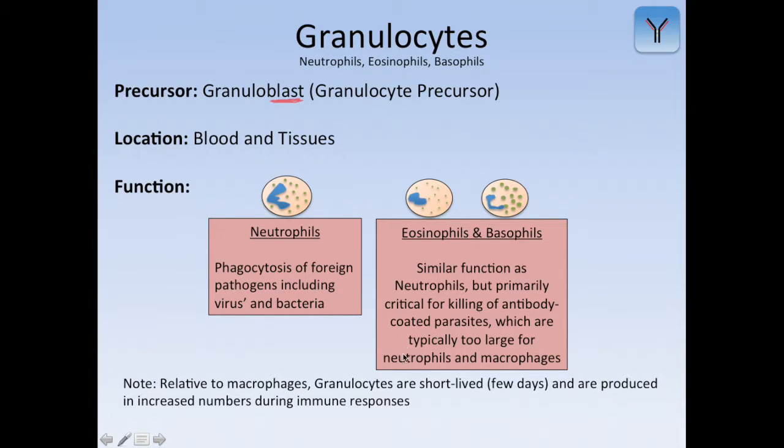Note, relative to macrophages, granulocytes are actually very short-lived. They live for maybe 3 or 4 days, whereas macrophages can live for weeks, and granulocytes are actually produced in increased numbers during immune responses. So when an infection occurs, these neutrophils, eosinophils, and basophils, or essentially granulocytes in general, are increased in higher numbers so that you can fight the infection.